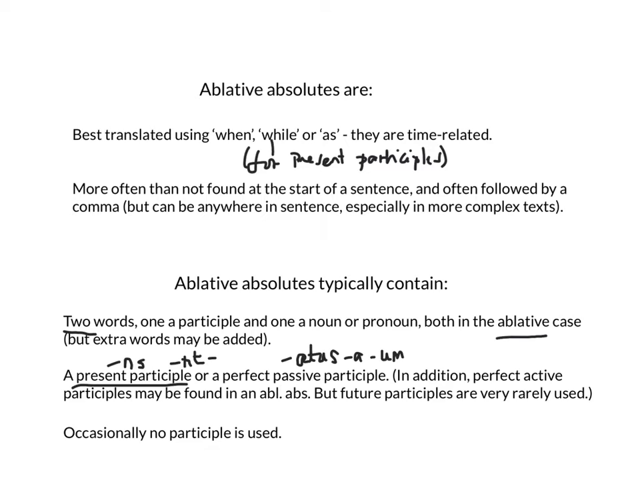Now, there are other types of participle that might be used in an ablative absolute, and there are also ablative absolutes with no participle at all, and this video will cover those as well. But ablative absolutes most frequently use the present and the perfect passive.